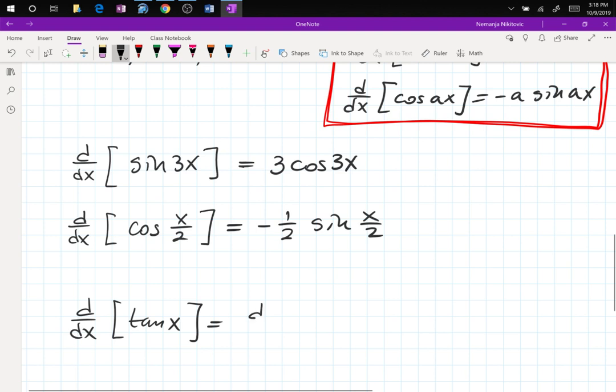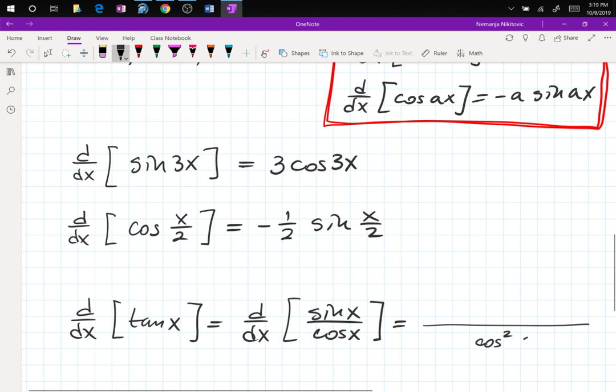Excellent. This is a basic identity where we know that tangent is sine divided by cosine. Great. So now that we have sine divided by cosine, what rule do we get to use to calculate the derivative? Quotient rule from last class. Excellent. So we're going to take the cosine and square it.